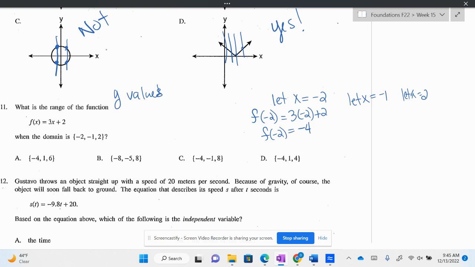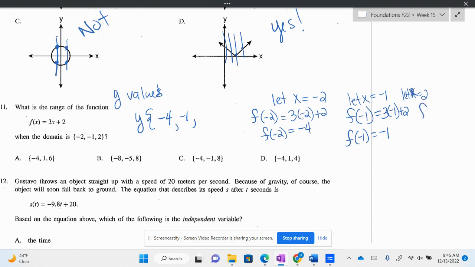So my range, my y values, is the set -4, comma, and when I let x equal -1, f of -1 equals 3 times -1 plus 2. Let's see, 3 times -1 is -3, plus 2 is -1. So that's my next y value. Remember that your range is your y values.